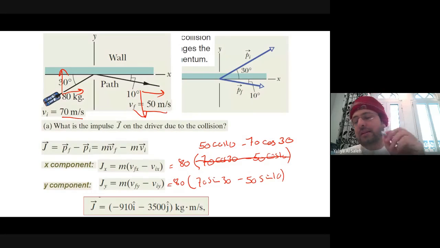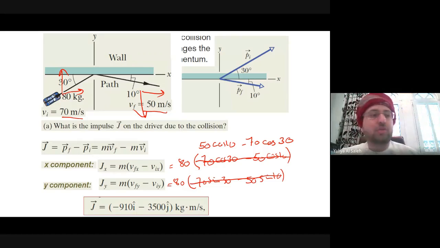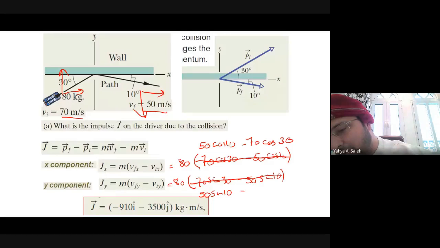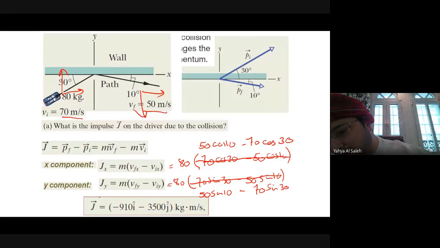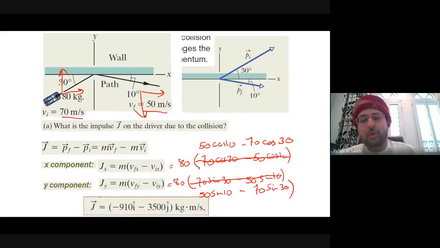My second mistake is again the same mistake here. This is initial minus final. It should be final minus initial. So it should be 50 sine 10 minus 70 sine 30. But then I have made one more mistake. If you do 50 sine 10 minus 70 sine 30 times 80, you still wouldn't get 3,500. You know where I made a mistake?